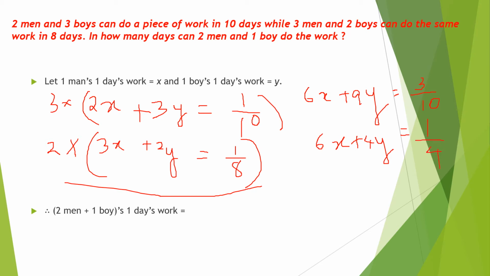Now you can take the difference of these two equations, which becomes 5y equals 3 by 10 minus 1 by 4. Take the LCM and you get the answer.